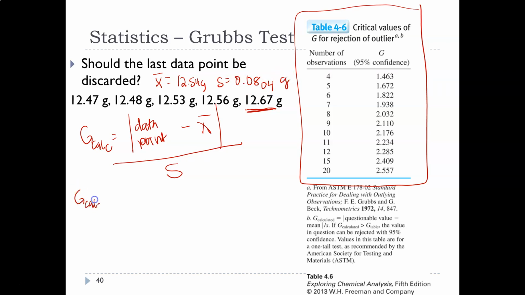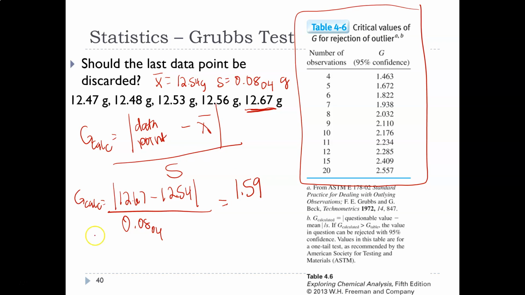So G calc. The questionable value is 12.67. The average value is 12.54, oops, not 15.54. 12.54. And the standard deviation is 0.0804. When I do this math, I get 1.59, which is my G calc. What I need to do is compare that to the table value.